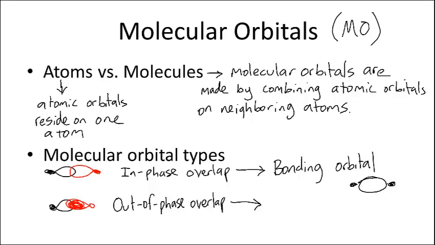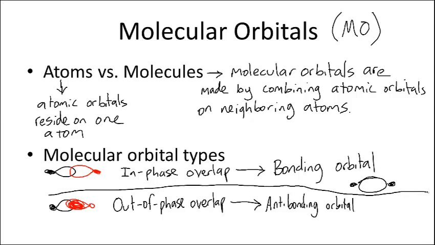And this is where it gets weird, because what's the opposite of bonding? Well, we call it antibonding. So this makes an antibonding orbital. In this case, the antibonding orbital is now going to be bigger on the two outsides and smaller in the middle. And it actually has a node right in between the two atoms.